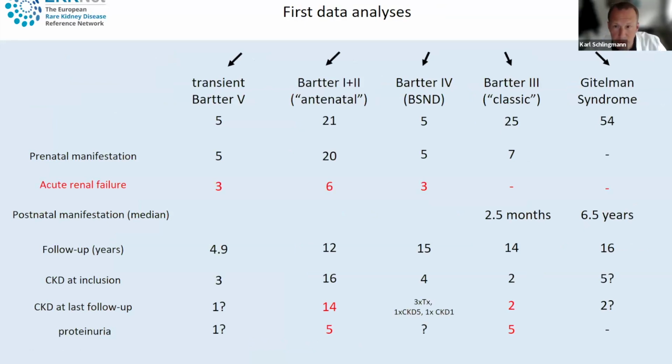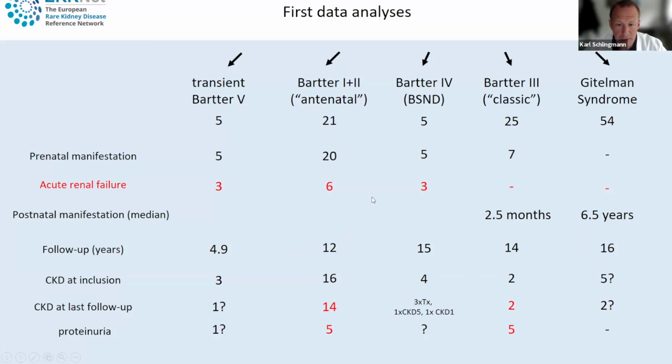If we take a first look, we are a young subregistry, so this is basically the first data we analyzed. We have a number of patients, like I said before, that are included in the registry prenatally, or that manifested prenatally, I have to say, and a significant number of those with acute renal failure. We have a follow-up time that ranges from about 5 years to, let's say, into adolescence in most of the patients and in most of the diagnoses, especially here shown for Gitelman.